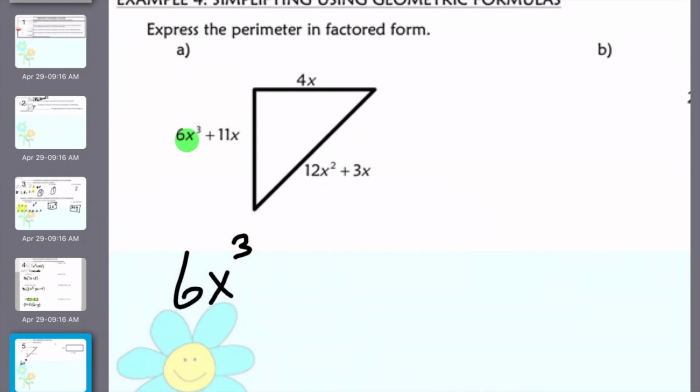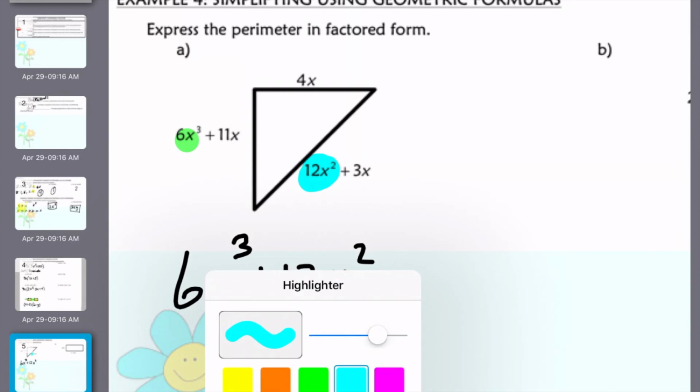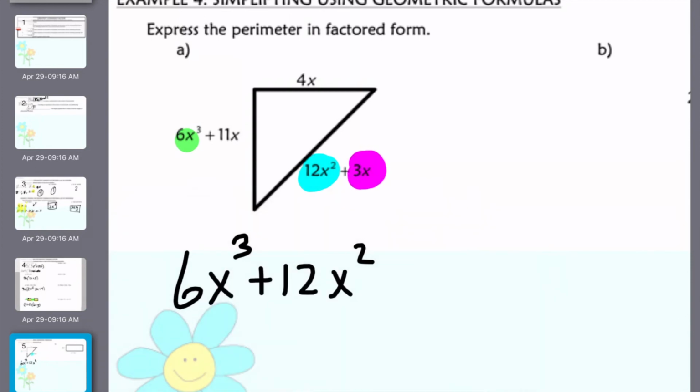Then I'm looking for any other terms that have an x squared, none of them do, so in fact I leave this as 12x squared. And finally, I see that I have a lot of just normal x's that I can combine. So 3x plus 4x gives me 7x, plus 11x gives me 18x. So this is my perimeter, but it's not my perimeter in factored form. So I need to go ahead and factor this now.